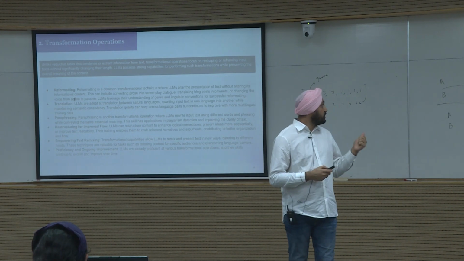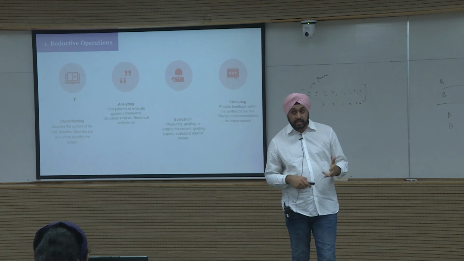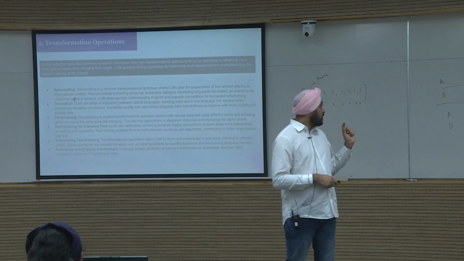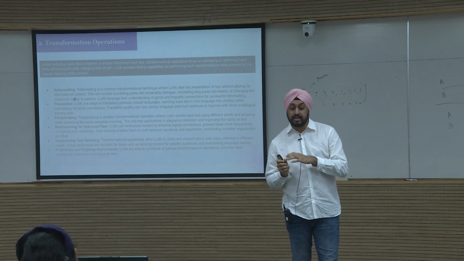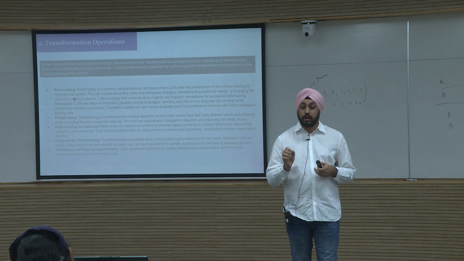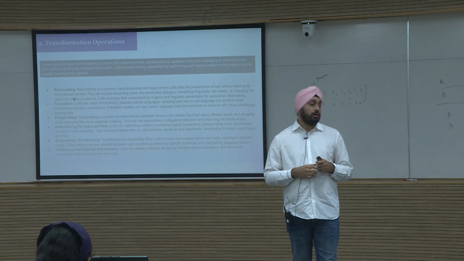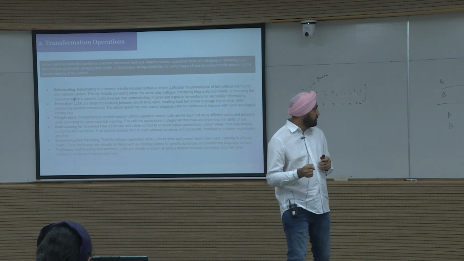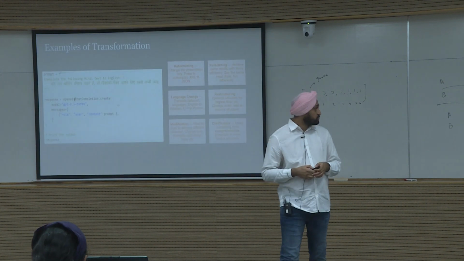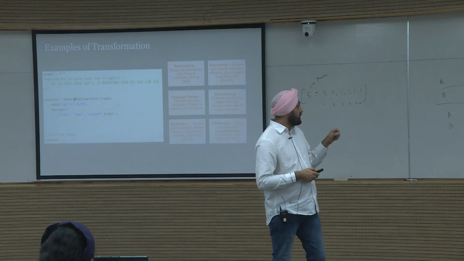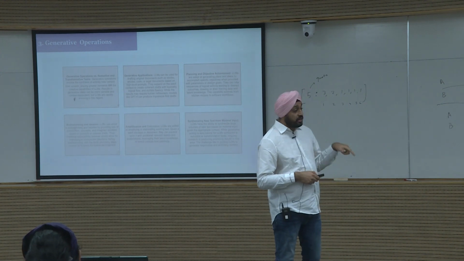So characterizing, I discussed about characterizing, analyzing, evaluation, and critiquing as part of reductive. Transforming is paraphrasing. And why I've put paraphrasing as different than summarizing is, I could paraphrase things in my own tone. So that's transformation, right? It's translation, restructuring, and a lot more things that you could do with translation. This is a quick example, going from Hindi to English. I'll skip that.